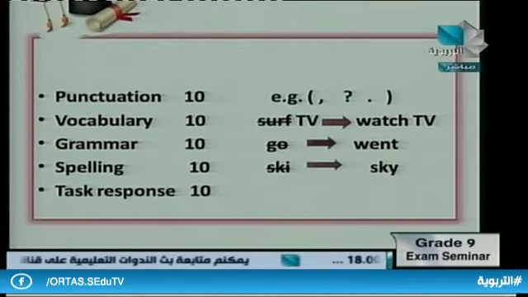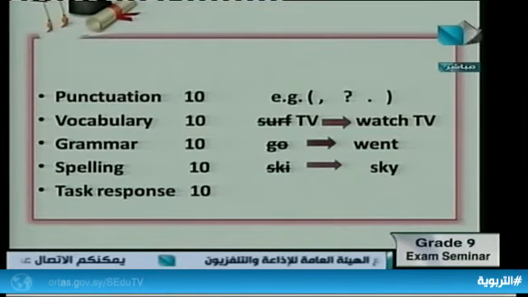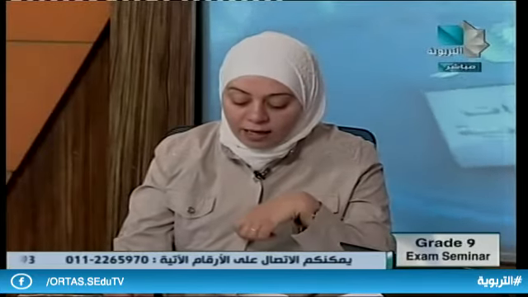Now, what about punctuation, Mrs. Suhair? Punctuation and capitalization. The student must know that he has to start the composition with a capital letter. He has to use commas, full stops, question marks, and exclamation marks when needed to have the marks specialized for punctuation. So we have 50 marks. They are distributed according to the following: punctuation, vocabulary, grammar, spelling, and the content or the task response.